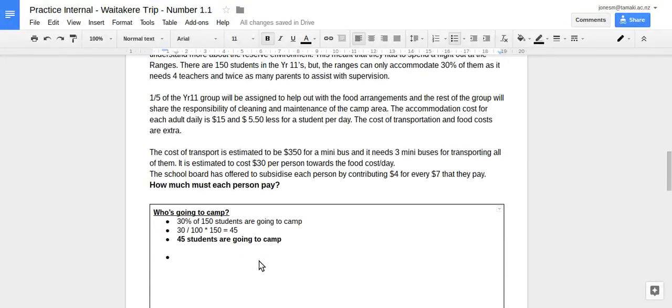Okay, now we have 4 teachers and twice as many parents. So we have 4 times 2 is equal to 8. So we have 8 parents. So 8 parents are going to camp, and then we have 12 adults in total. So 12 adults are going to camp.